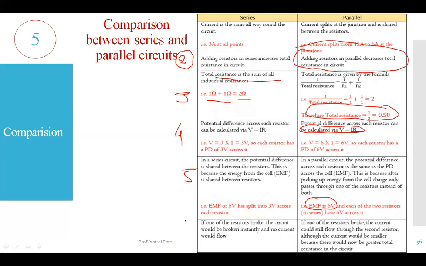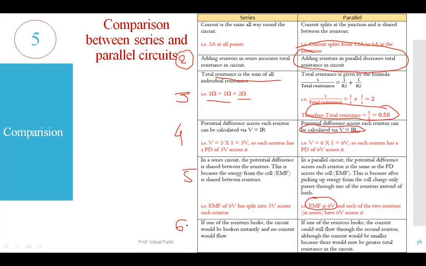Now, the major advantage of the parallel circuit is given over here in the last point: if one of the resistances is broken in a series circuit, the circuit would be broken instantly, no current will flow. But in the parallel circuit, if one of the resistances is broken, the current still flows through the second resistance. That means the current through the broken branch would be removed from the circuit, and the total current flowing in the circuit would be greater.